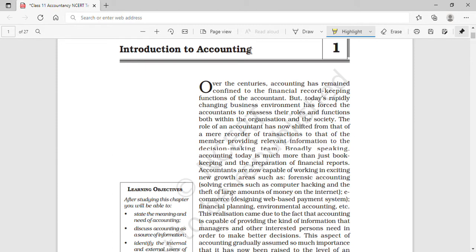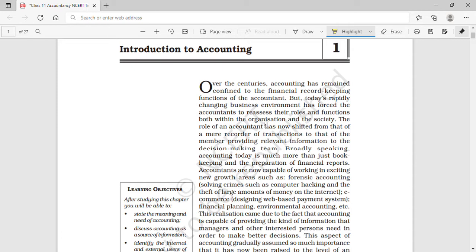Today we will do chapter 1 of financial accounting for NCERT class 11 accounts. We will start with introduction to accounting. As you know, accounting we have studied from when we were small. We use it when you're paying money for buying a chocolate or an ice cream.